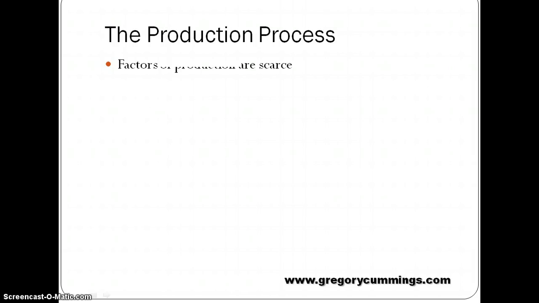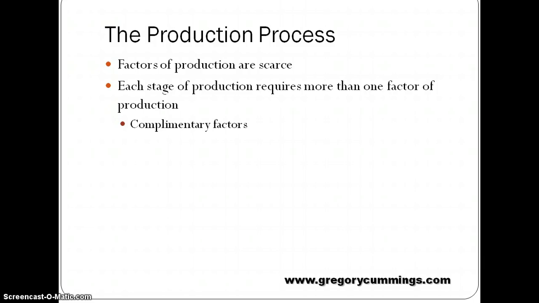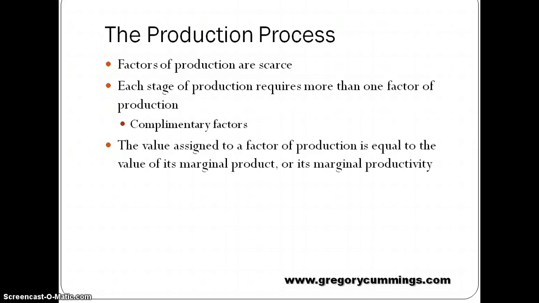Factors of production are scarce. By this, we mean that we are limited in what we can produce. In addition, each stage of the production process involves more than one factor of production. Together, they are referred to as complementary factors of production.